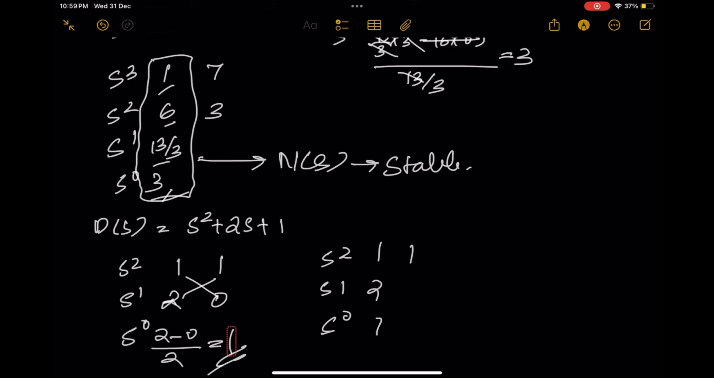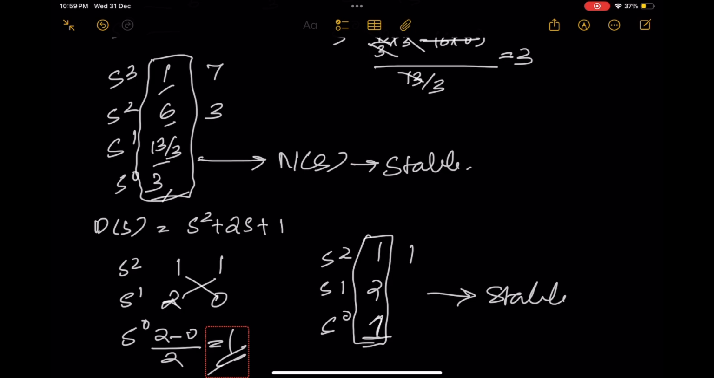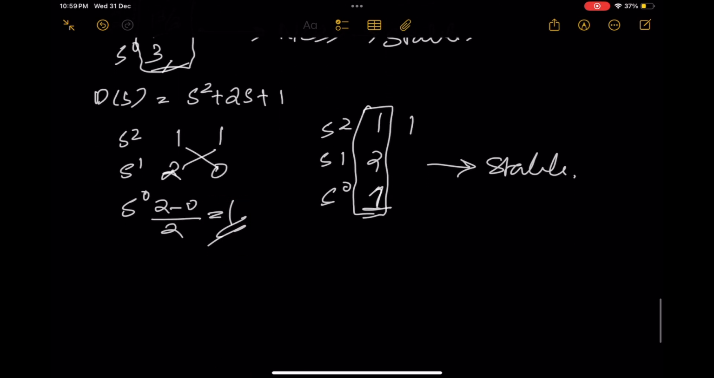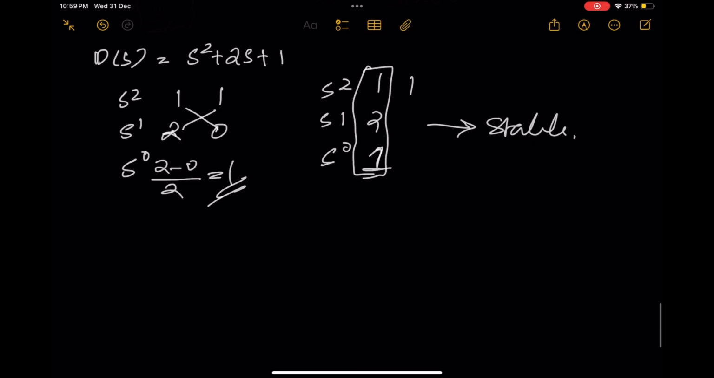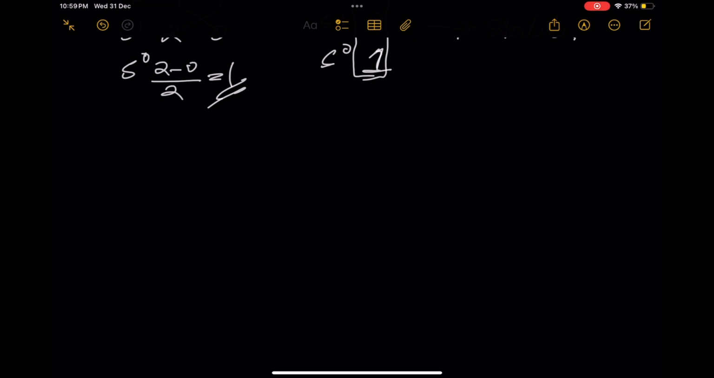So what's the first row? The first row is all positive. All the elements in the first row are positive, hence this equation is also stable. Now that we have identified that all the roots are on the left half of the s-plane, our second criteria is also satisfied. Then we'll move on to another criteria.